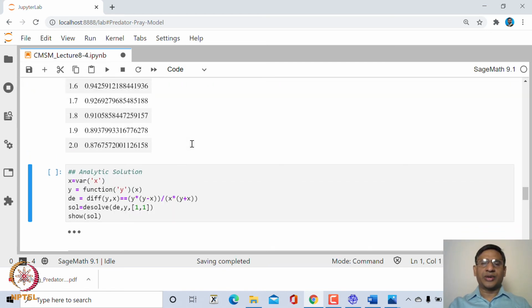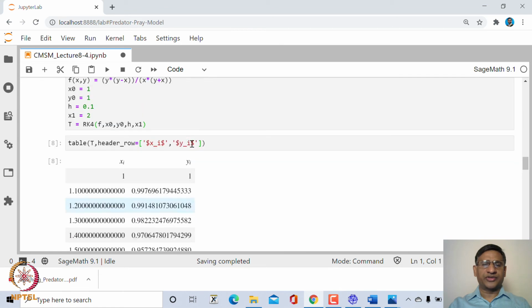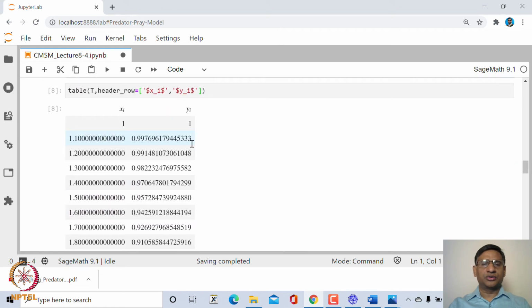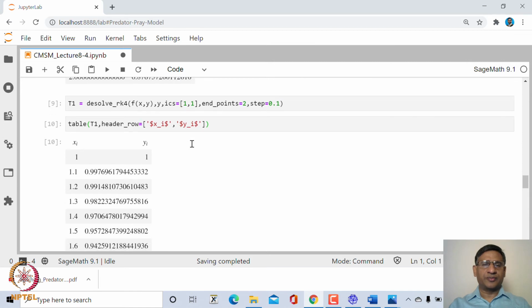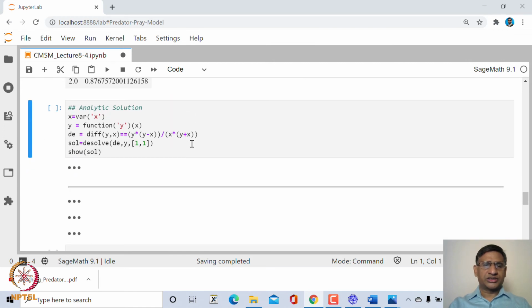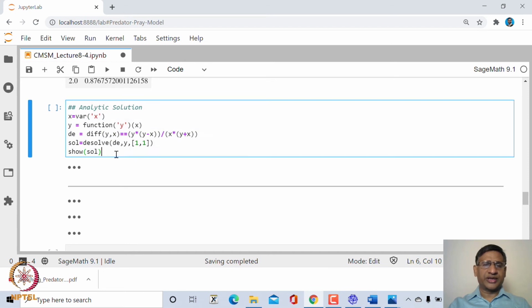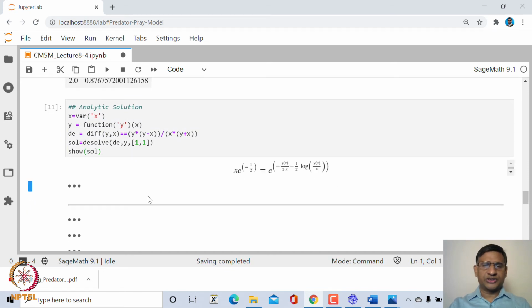And in case you have a higher order differential equation, you need to convert it to a system of first order differential equations and then you can solve, right. Okay, so let us try to solve this analytically. When we solve this analytically, the solution which we obtain is given by this implicitly defined function, which is x into e to the power minus half is equal to e to the power y(x) by 2x minus half into log of y(x) by x.